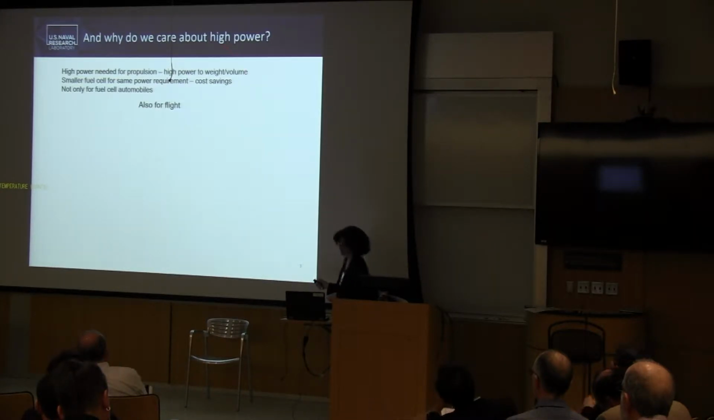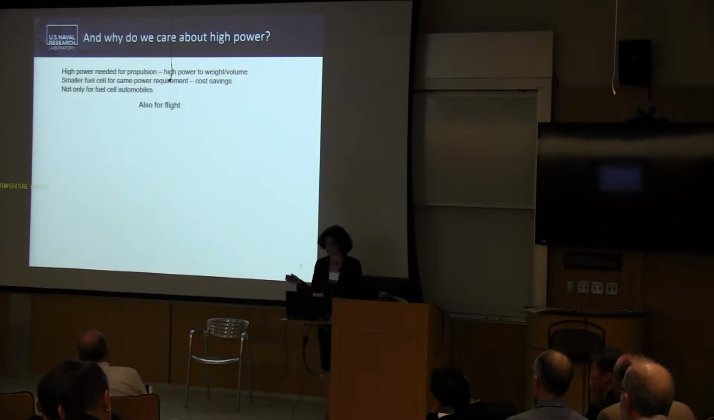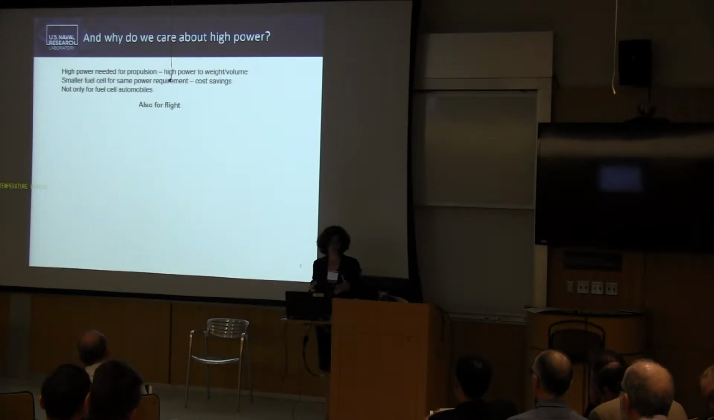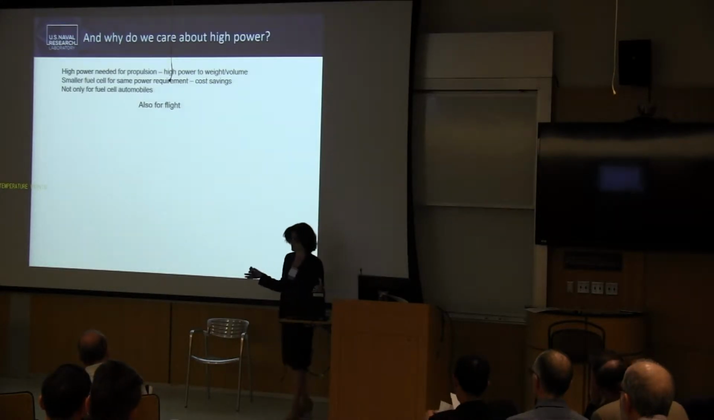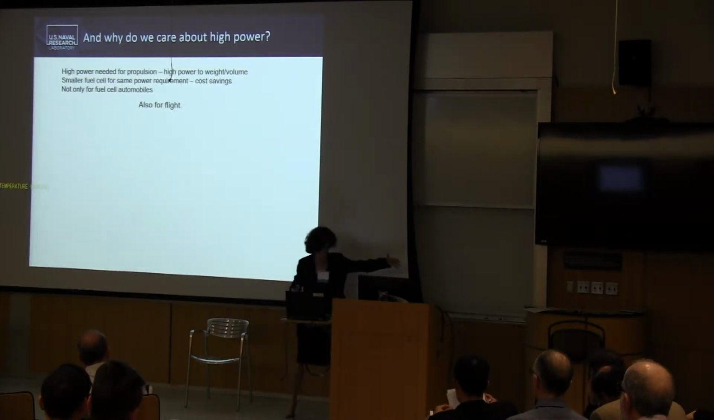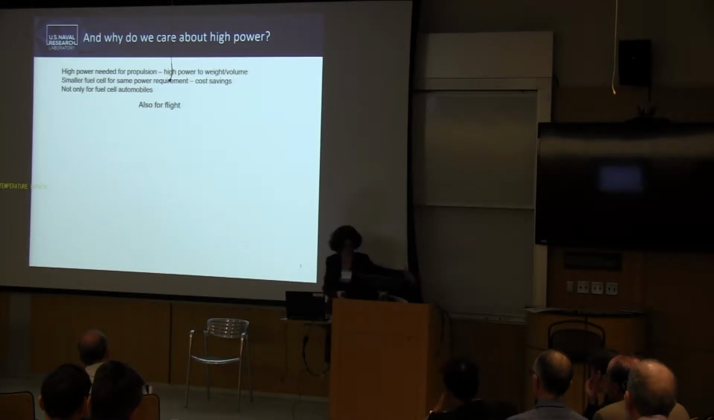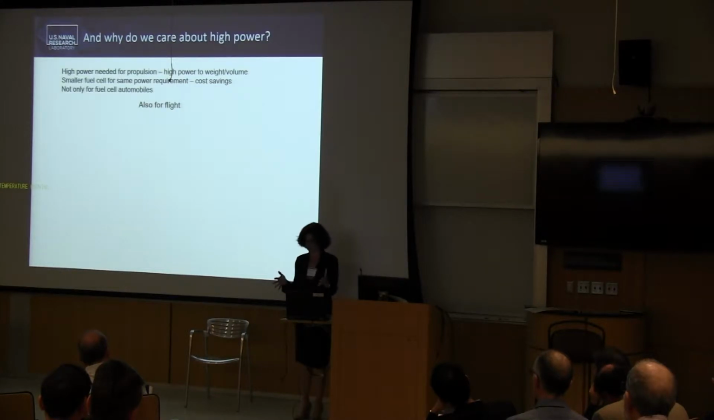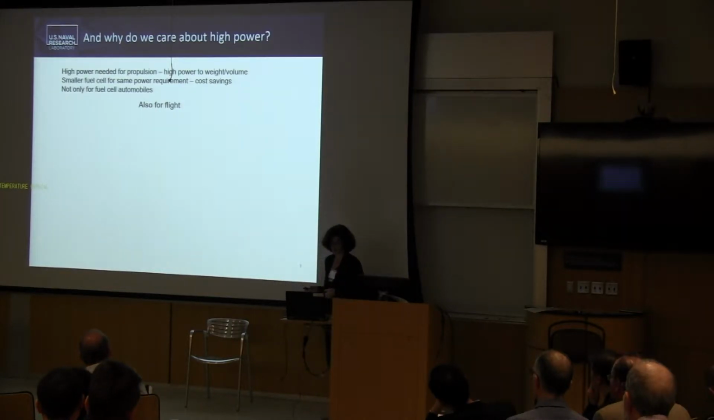A little bit more, why do we care about high power? So high power is needed for propulsion. This is high power for high weight to volume. And if you can have a high power fuel cell, you can actually have a smaller fuel cell for the same power requirement. I see people say, well, I'm going to build a really cheap fuel cell that's really low power density. And you have this thing, the size of this lectern, putting out 5 kilowatts. And you're like, I don't need that. And meanwhile, if you see the Toyota stacks and General Motors stacks, they're about this big and put out 80 kilowatts. So small is also cost savings. And not only for fuel cell automobiles, but also for flight.